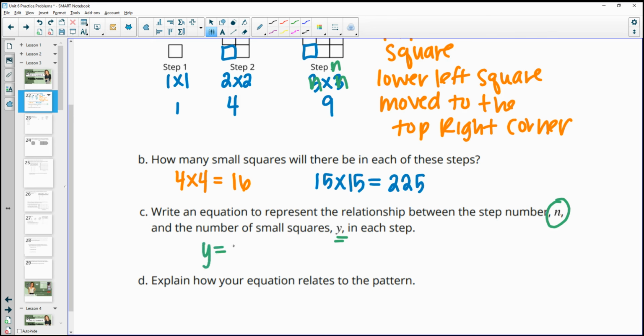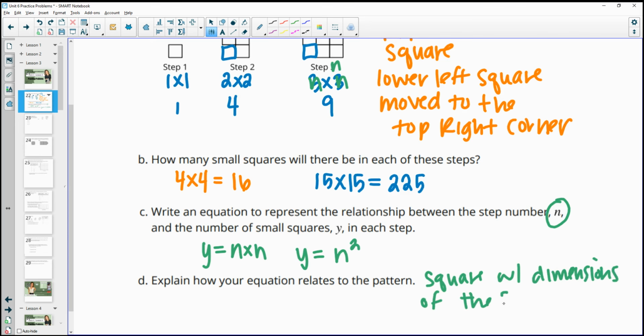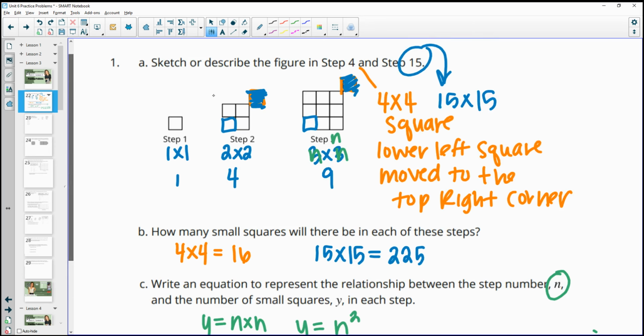So the number of boxes that we have would be n times n, or another way to say n times n would be n squared. So whichever of those you want. And then how does that relate to your pattern? Really, because we make a square with the dimensions of the step number, right? So then our square is 1 by 1, 2 by 2, 3 by 3, if we move that removed box from that top corner back down into that missing space.